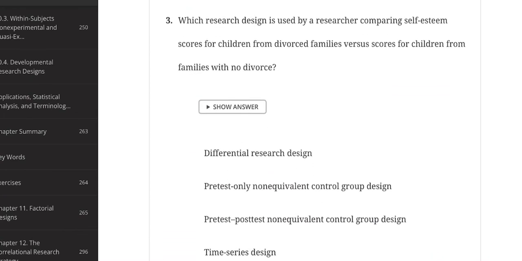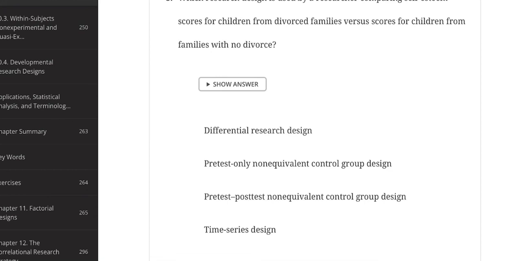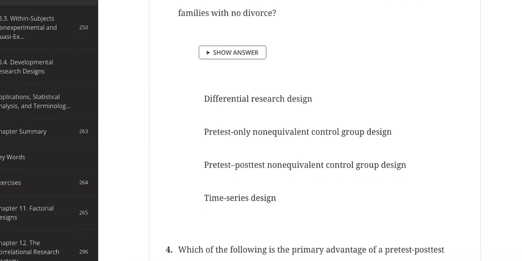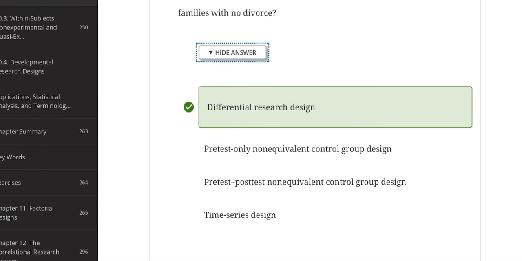And then which research design is used by a researcher comparing self-esteem scores for children from divorced families versus scores for children from families with no divorce? So again, pre-existing groups, either divorced families or not, they're comparing self-esteem. So they're just looking for differences between pre-existing groups. And so you should know that's differential. Remember, we're looking for differences from pre-existing groups.